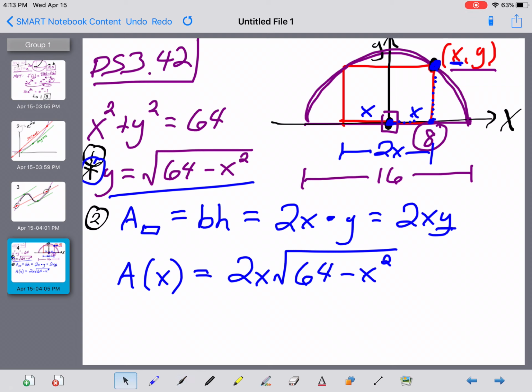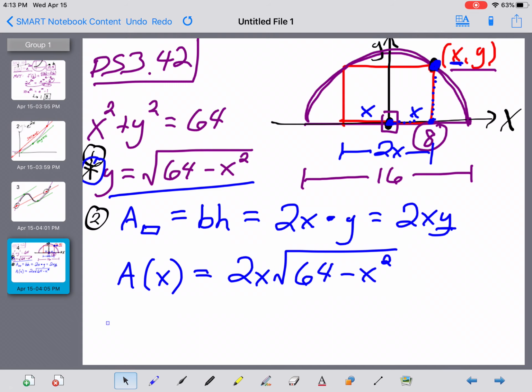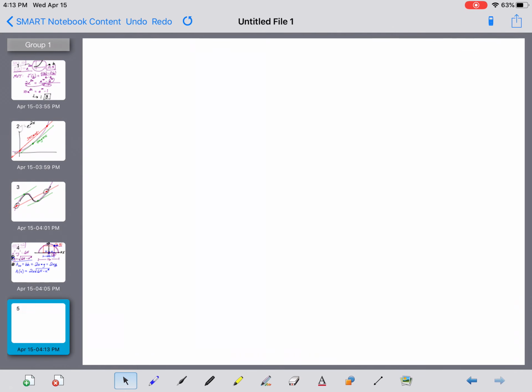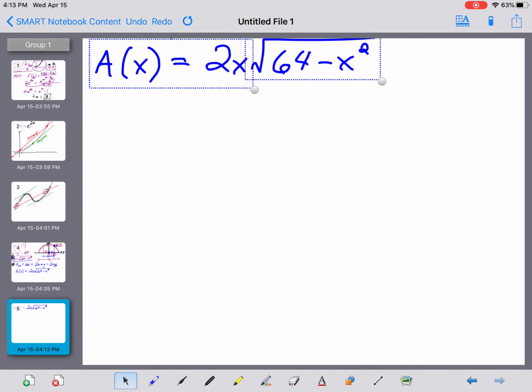So tell you what we're going to do, because I'm almost out of room on this slide and I don't know how to extend it here on the iPad. We're going to copy those ideas, go to a new page, and start off by pasting right at the beginning. Okay, so there's our A of x expression. And let's move on to part 3, guys, which is to take our derivative now.